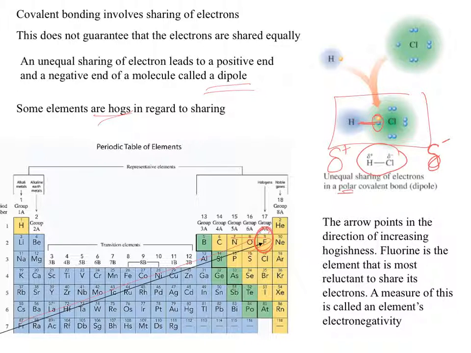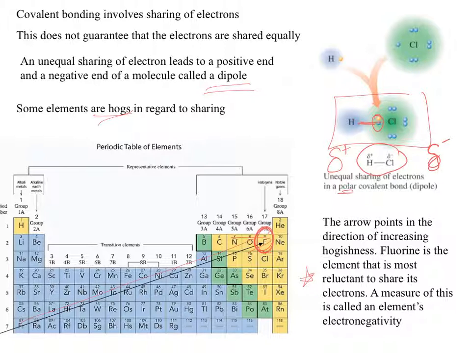The strongest of them all is fluorine. Fluorine is the biggest hog of electrons. Okay? It wants to keep everything to itself. It doesn't want to share as much. This strength, the technical term for it, is electronegativity. And then it's truly based on where the element sits on the periodic table in reference to fluorine.